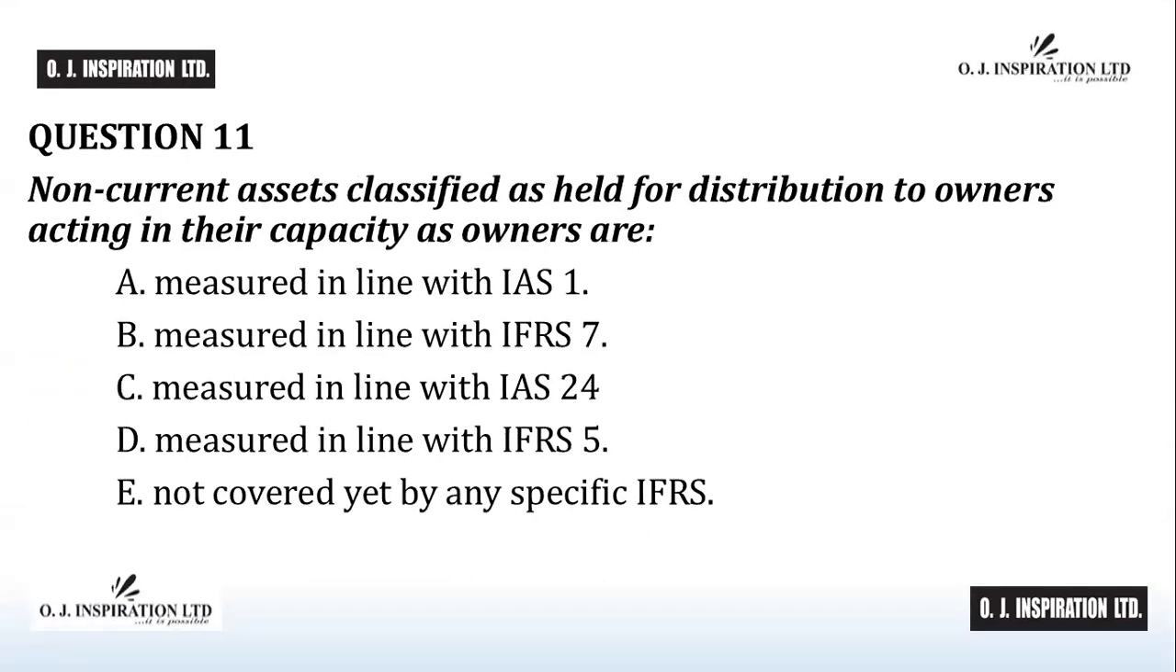Question number 11. Non-current assets classified as held for distribution to owners acting in their capacity as owners are A. Measured in line with IAS 1. B. Measured in line with IFRS 7. C. Measured in line with IAS 24. D. Measured in line with IFRS 5. E. Not covered yet by any specific IFRS.